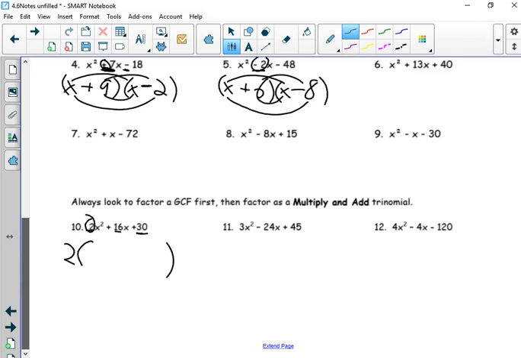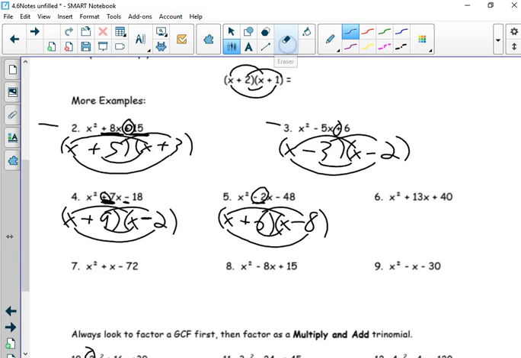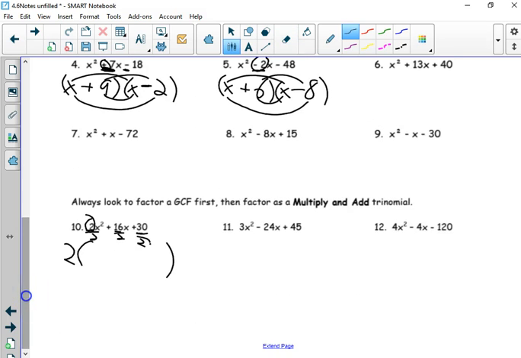Now remember I talked about yesterday in the previous lesson, don't just do this because people throw away the 2. That's a very dangerous thing, because that 2 has to stay here when you factor. We'll talk about that at the end here, why that's so important. So we got to put that 2 there.